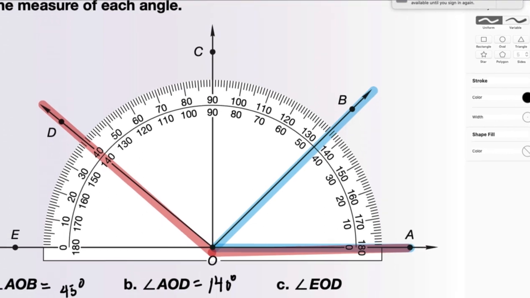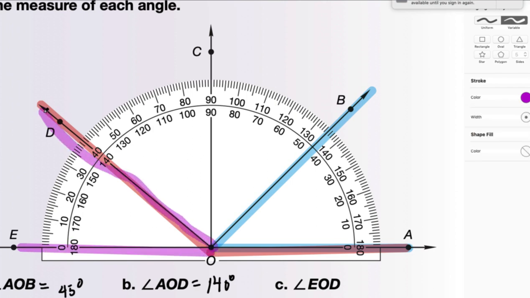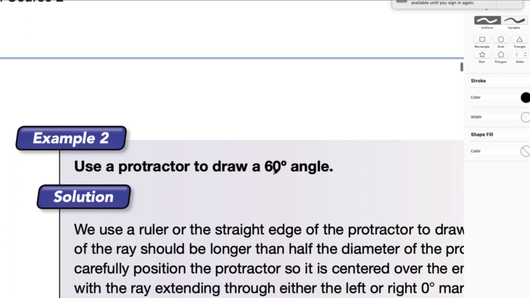And finally, we get to the measure of angle EOD. EOD is kind of interesting because none of these rays that make up EOD pass through the same zero value over here, but it does pass through zero on this side. So we're going to count up. I hope that makes sense. So if we start here, 0, 10, 20, 30, 40, EOD is 40 degrees because of the way we're measuring it. We're measuring from zero and seeing how far open we are when we measure that angle. So in example 2, we're asked to use a protractor to draw an angle that is 60 degrees.